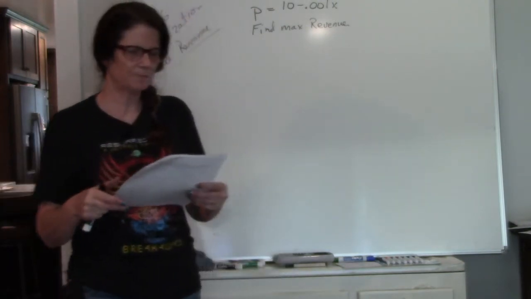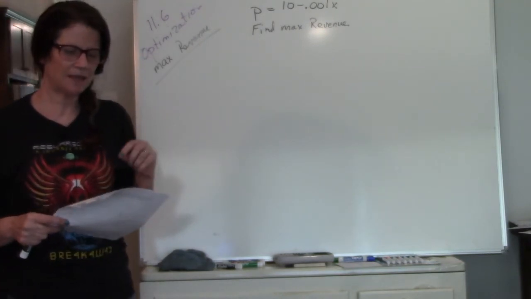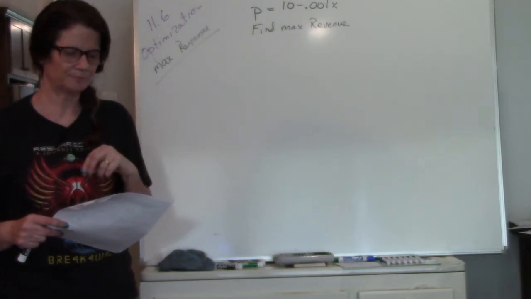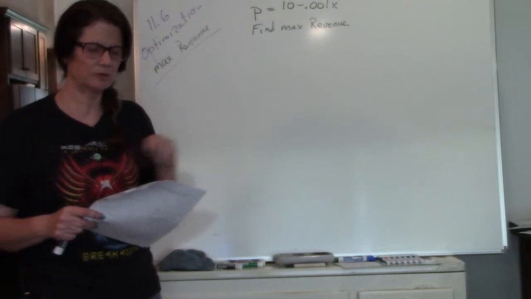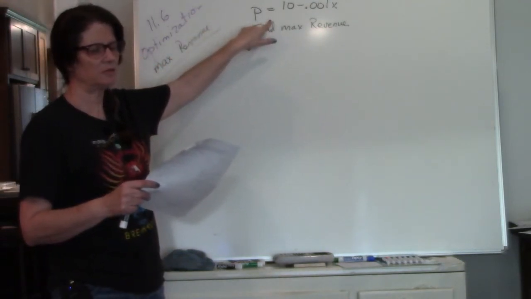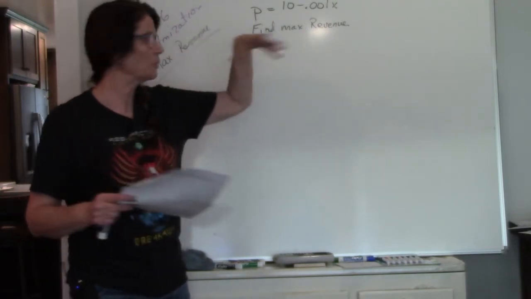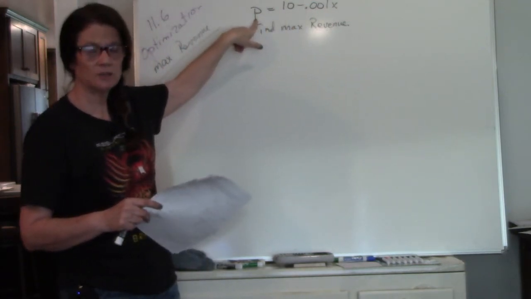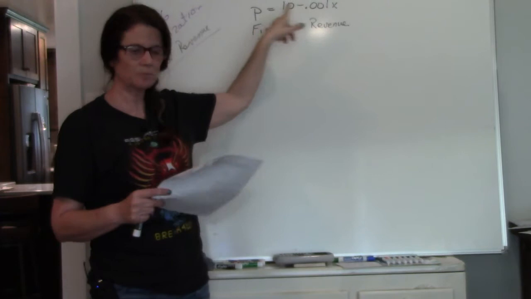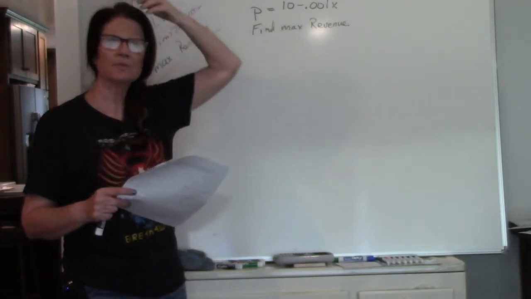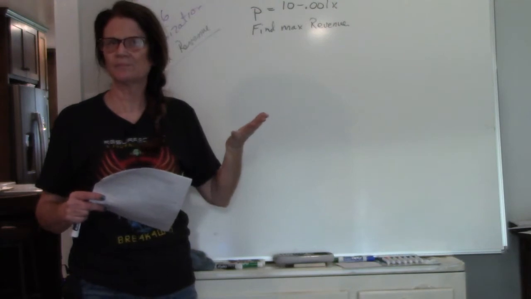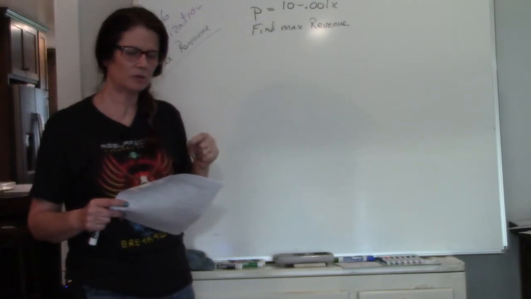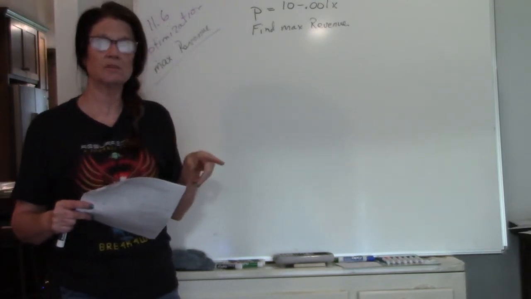So here's the scenario. An office supply company sells X permanent markers per year at P dollars per marker. The price demand equation for these markers is P equals 10 minus 0.001X. To interpret, X represents the number of markers, and P, lowercase p, represents the price that is going to be charged for the markers. The question is, what price should the company charge to maximize revenue, and then what is the maximum revenue?